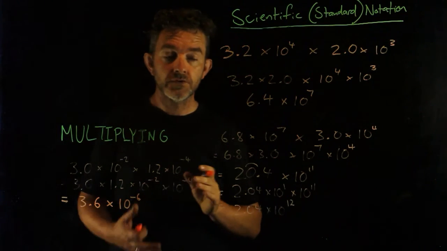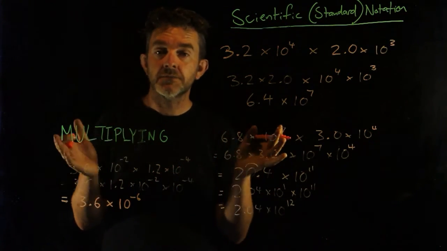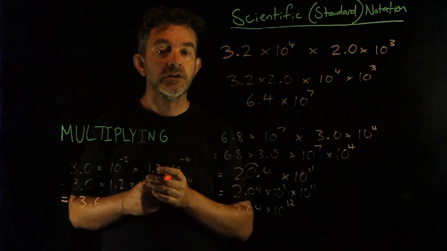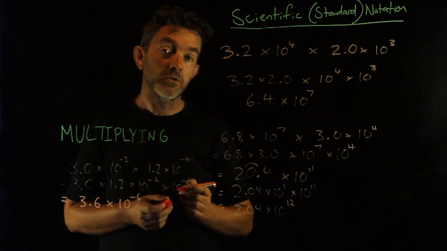Okay, so you could have two positive powers, you could have two negative powers, you could have positive and negative. Treat them the same way. When they're multiplied together, you add them. Just be careful with your positives and negatives. In the next video, we'll look at dividing.